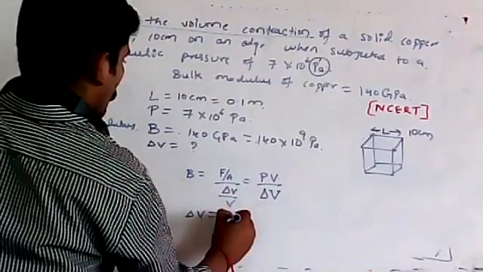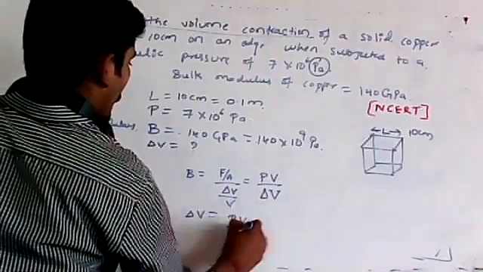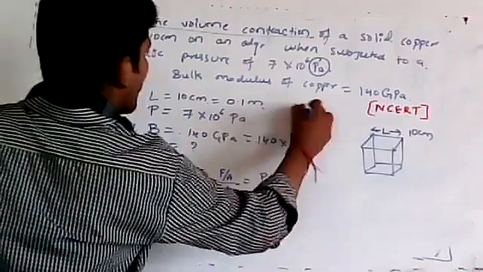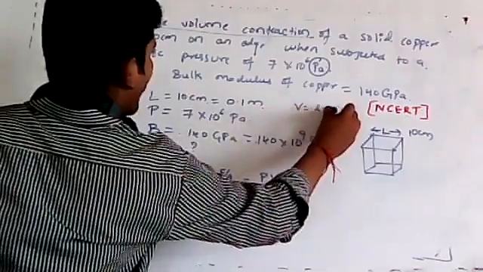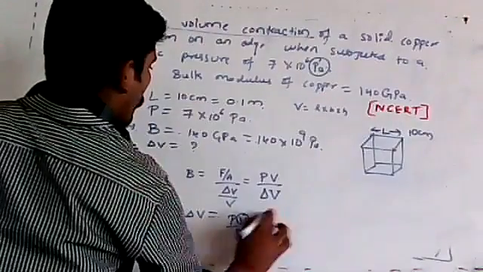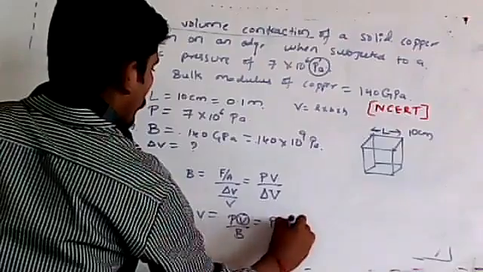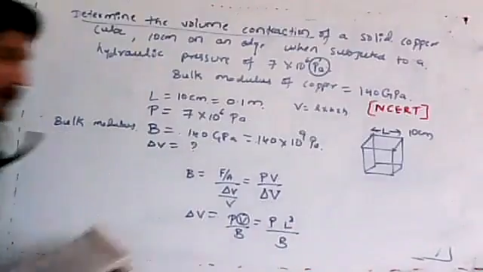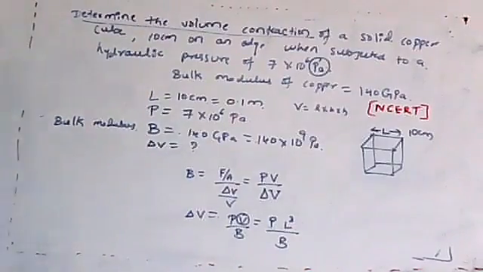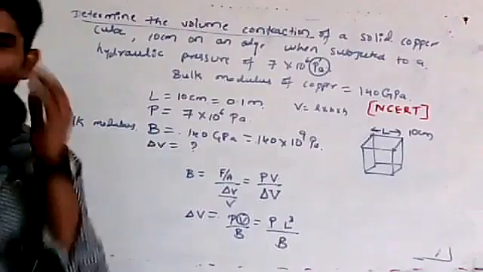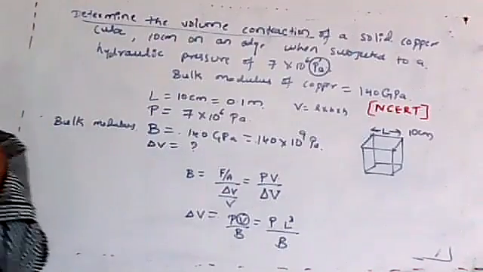Delta V means what? PV divided by V. But this is nothing but volume. Volume is nothing but length into breadth into height, so that is nothing but L into L into L. So L into L into L means L cube, divided by B. Just put the B value, you will get the answer, students. Yes, good, Prithvi, correct, exactly.